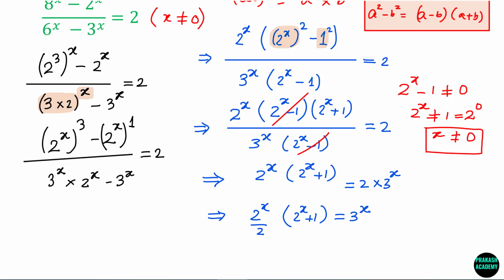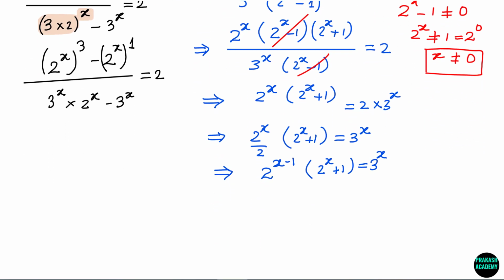Now this is a raised to the power m divided by a raised to the power n, then this is a raised to the power m minus n. So this I can further simplify. This is nothing but 2 raised to the power x minus 1 times 2 raised to the power x plus 1, which is equal to 3 raised to the power x. Now let us consider this equation, and we will see how we can find the solution using this equation.